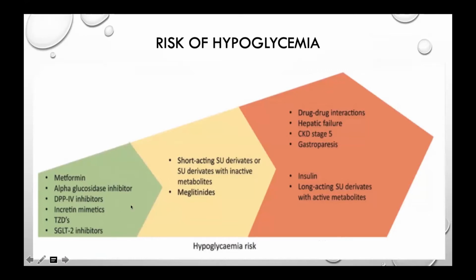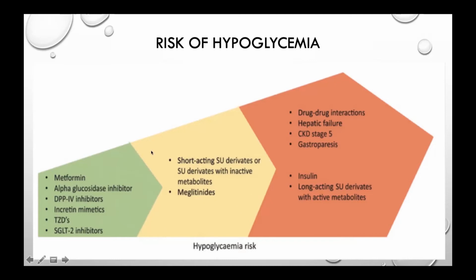So if you have drug-drug interactions, hepatic failure, CKD stage 5, or gastroparesis because of autonomic dysfunction, these are risk factors. The drug-related factors like insulin, long-acting sulfonylurea derivatives with active metabolites like glibenclamide, all of these drugs increase the risk of hypoglycemia markedly. The short-acting sulfonylurea derivatives with inactive metabolites and meglitinides, especially repaglinide, are intermediate in the risk of hypoglycemia because they are short-acting.